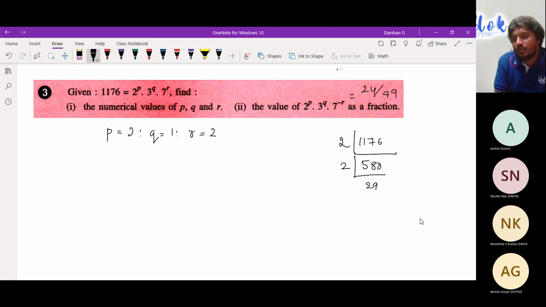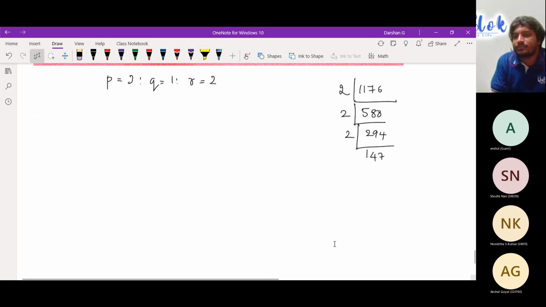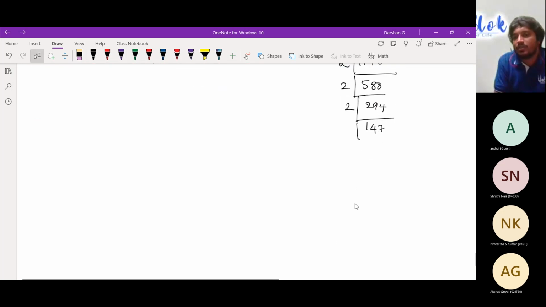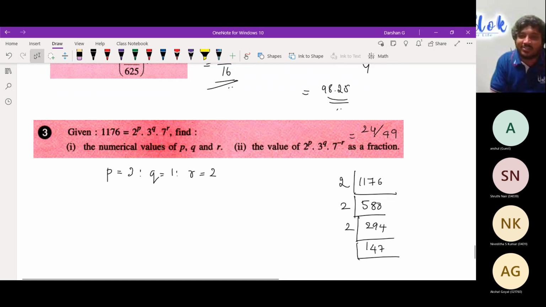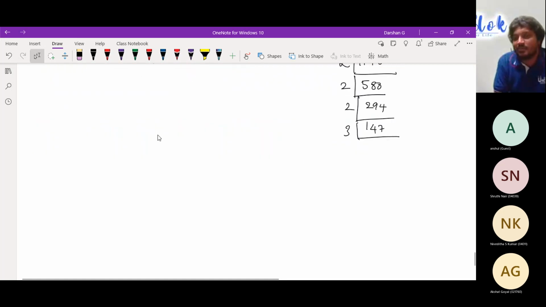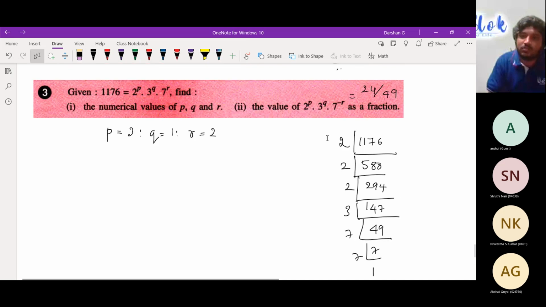Please don't shy away from asking questions like this. It's very, very important because these are free questions. So this is 147. And again, don't worry, it should go by 3 itself. So there are no other options. If I divide it by 3, you get 49. Divide by 7, divide by 7, 1. That's it. So now you know 2 is 3 times, so P is 3. Q is 1 and R is 2.